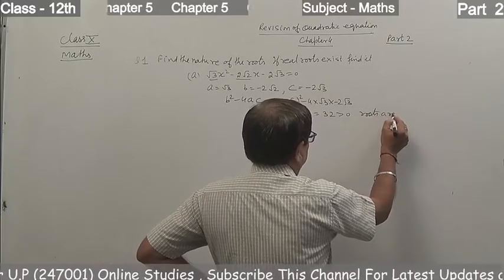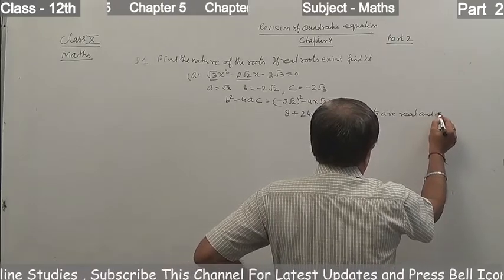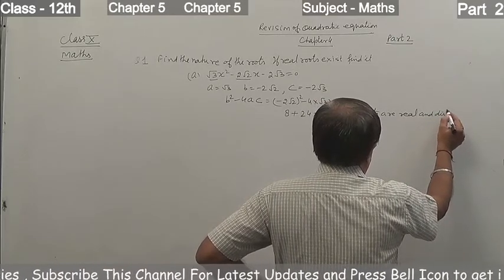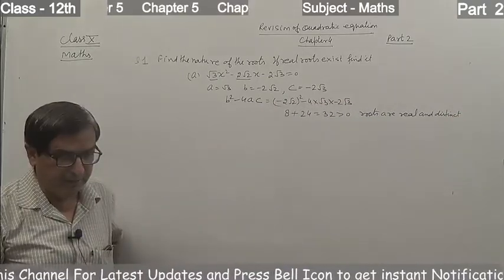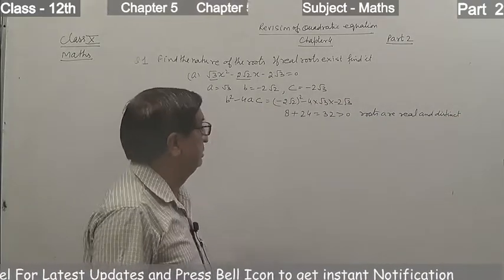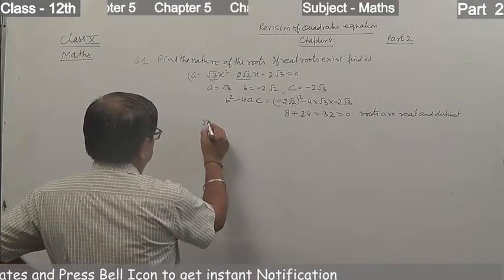Roots are real and distinct, or different, or unequal. Any word you can use: distinct, different or unequal. Now roots are real and distinct, so find them.